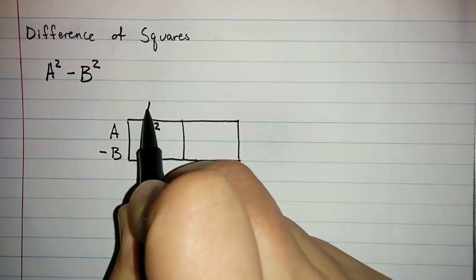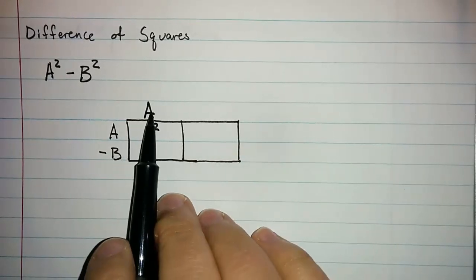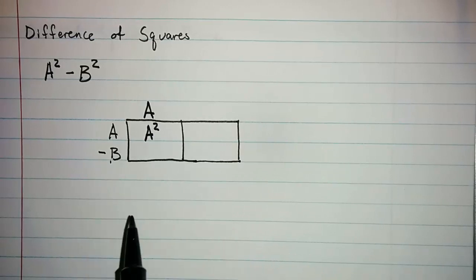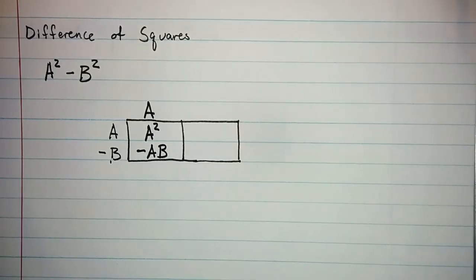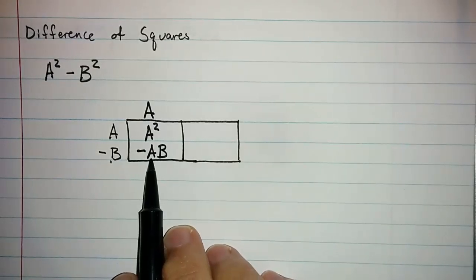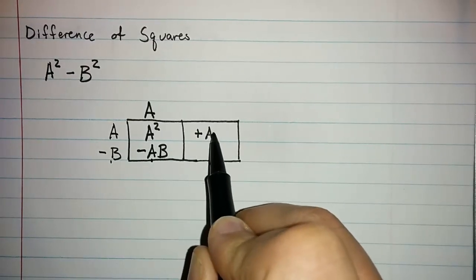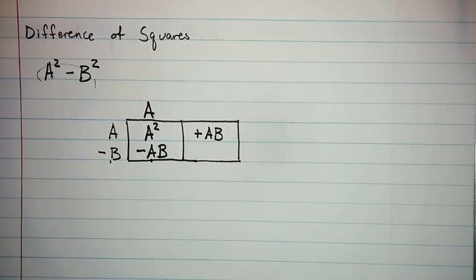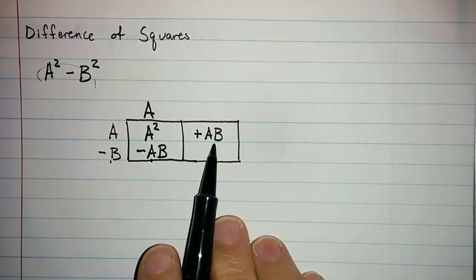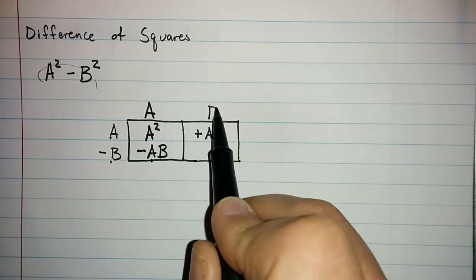To get a squared, we would need to multiply a times a. But then we would multiply a times negative b and get negative ab. If we've got a negative ab, though, we would have to get a positive ab because there's no ab here. What do we need to multiply a by to get a positive ab? Oh, a positive b.